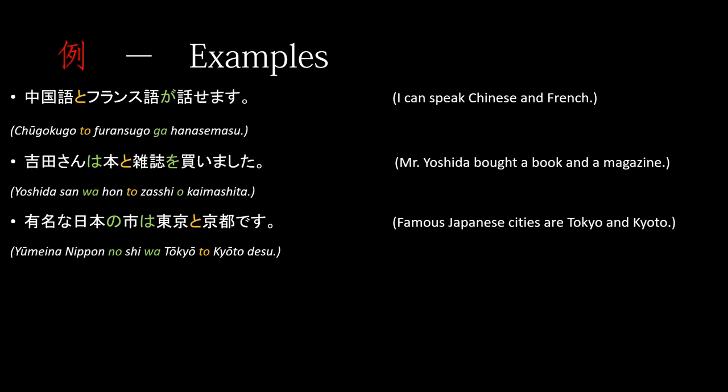After that, we have Yume na Nihon no shii wa Tokyo to Kyoto desu. Famous Japanese cities are Tokyo and Kyoto. Once again, we have formed here with no the ownership relationship between Nihon and shi, and created out of them the topic of our sentence with wa, and used to once again in its basic context to connect them and act as and in our sentences. So the most important thing for you to remember here is that the basic usage of to between two nouns is to connect them and convey the meaning of and.